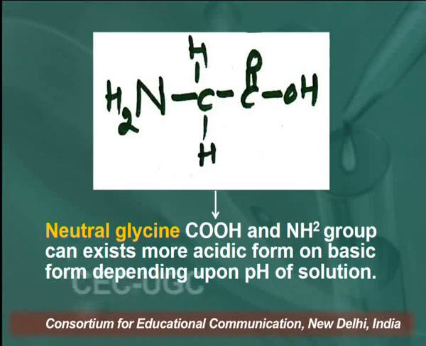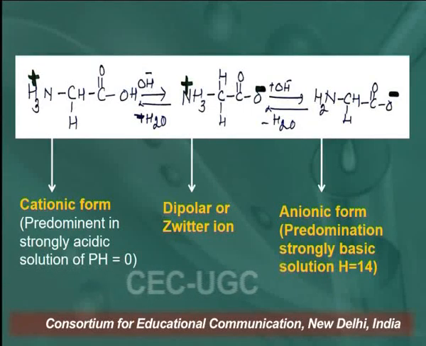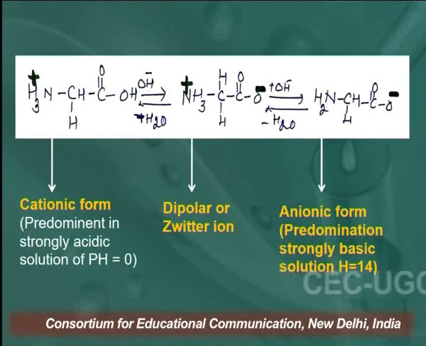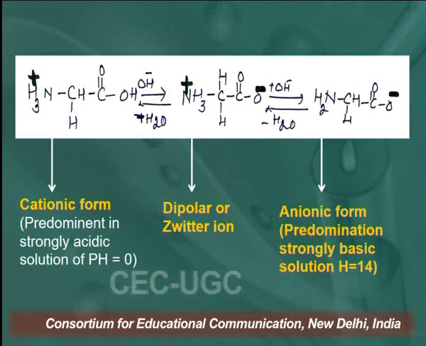So COOH and NH2 groups can exist in acidic form or basic form depending upon the solution. As I explained in the previous slides, here there is a single step reaction showing how glycine exists as a dipolar ion or Zwitter ion. In the first part you can see that glycine exists as a cationic form.